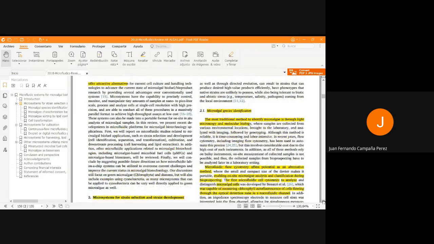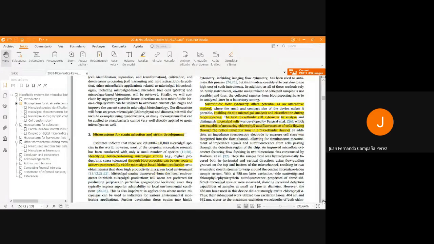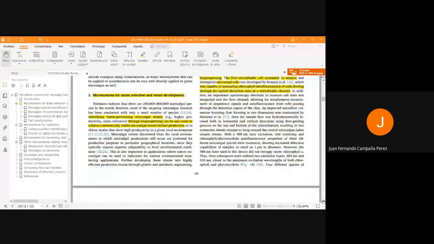First, we have the identification. The most traditional method to identify microalgae is through light microscopy and molecular biology. One of the microfluidic methods used is flow cytometry, which offers a potential alternative method, enabling on-site microalgae analysis and classification during bioprospecting. For example, the first microfluidic cell cytometer to analyze and distinguish microalgal cells was capable of measuring chlorophyll autofluorescence of cells flowing through the optical detection zone in a microfluidic channel.